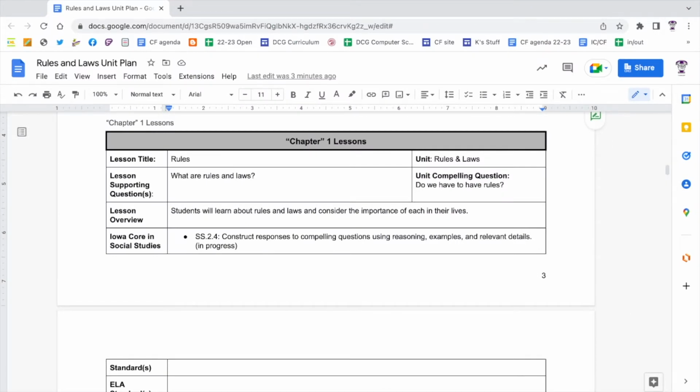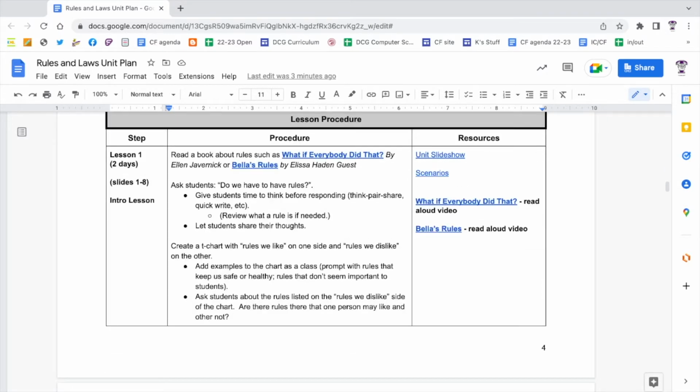We're going to learn about rules and laws and consider the importance of each. Lesson 1 begins with a book about rules, such as What If Everybody Did That? Or Bella's Rules, or really any other book that talks about rules and the importance of that. Then you ask the students, do we have to have rules? Give students a chance to think about it before responding. You might want to try a think, pair, share, or a quick write. You may also want to define the word rule if needed.